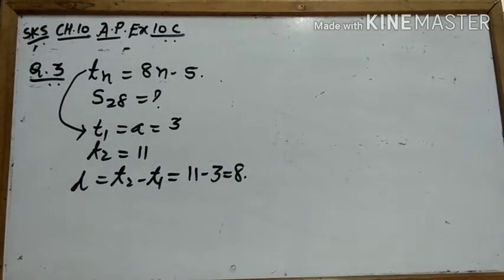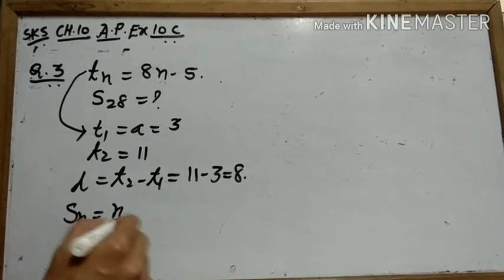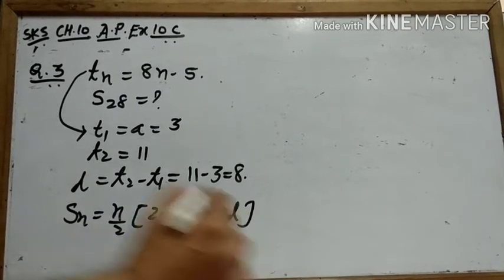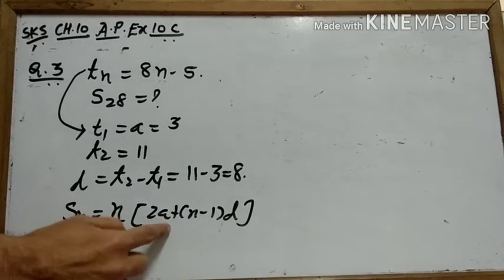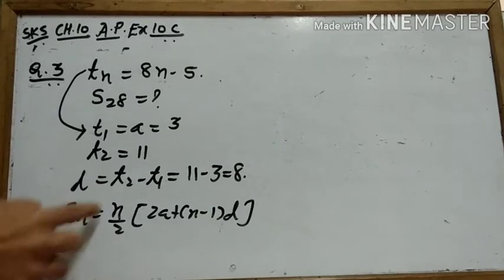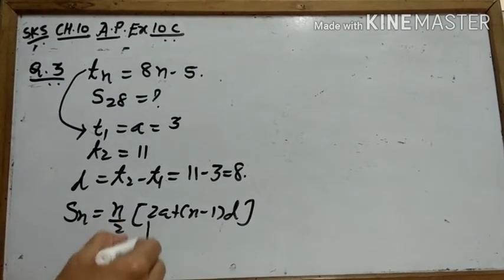Now my dear friends, the further part is pretty simple, we are supposed to find out S28. So Sn is equal to n by 2, bracket open, 2a plus n minus 1 into D. Now friends, you know A's value as 3, D's value as 8, and the value of n is 28. Further calculation you can do yourself.